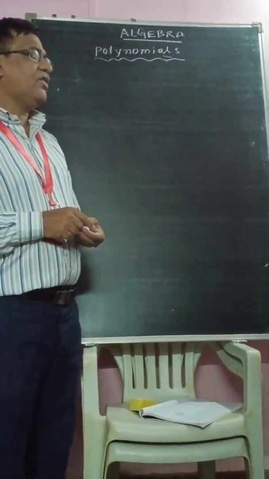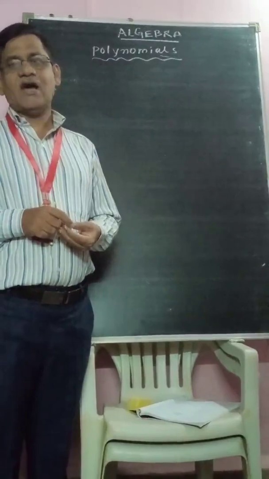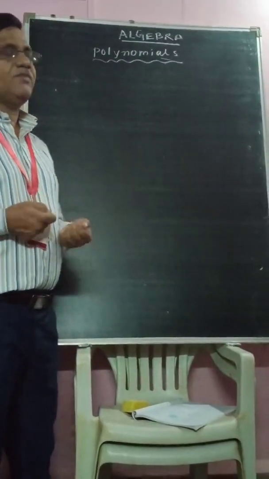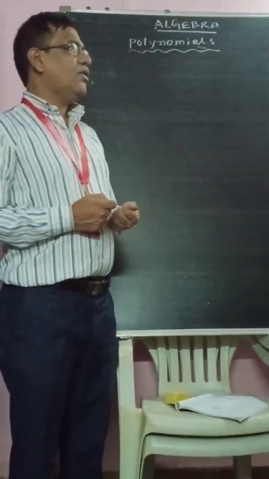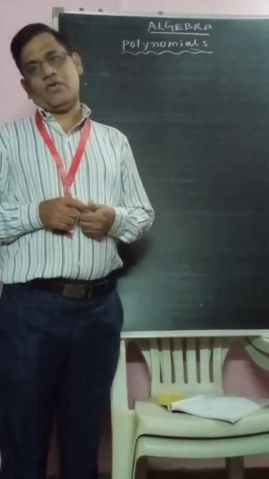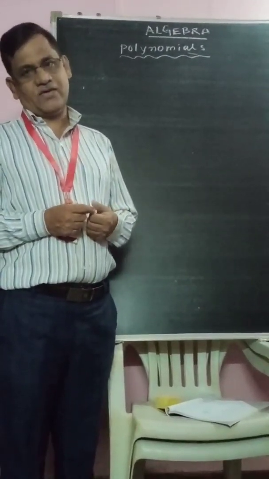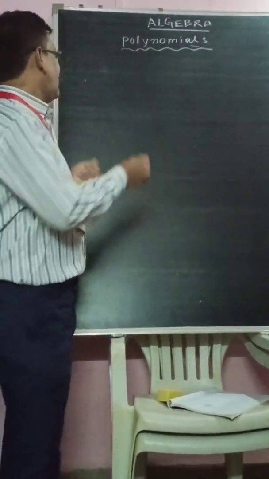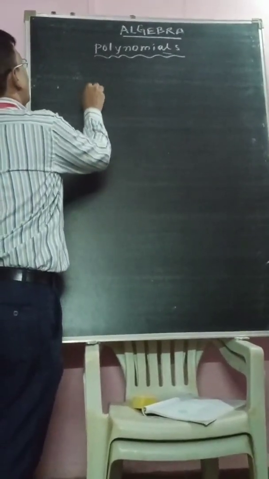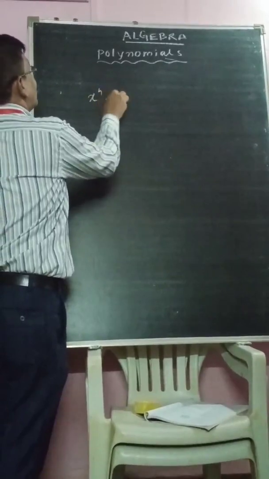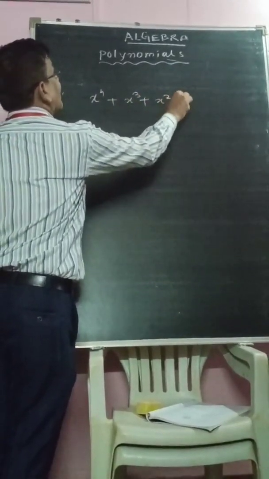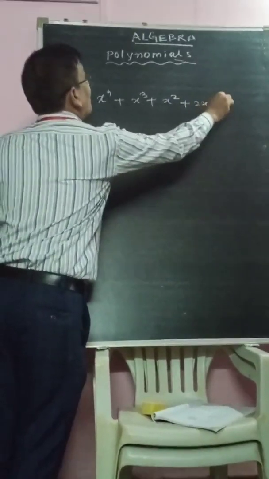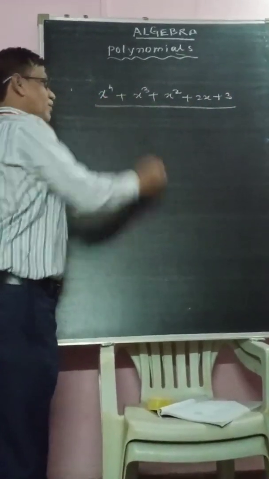Now we already know that a polynomial can have one term, two terms, three terms, or more than three terms. So which is the standard form of a polynomial? First we have to clear that concept. For example, see here, one polynomial is x raised to 4, plus x cube, plus x square, plus 2x, plus 3. This is one of the polynomials.